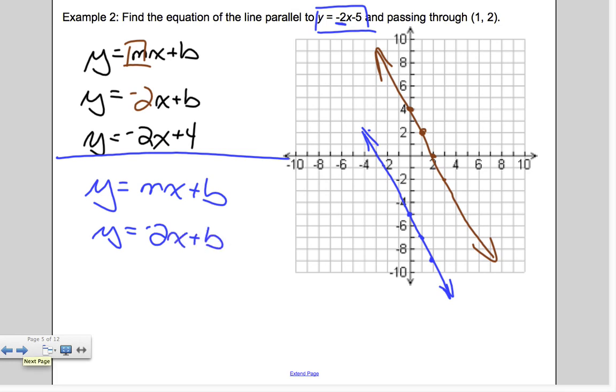Now here's the might be difficult part. Stay with me. How are we going to get b? Well, what is it that we know about this red line? It passes through (1, 2). What does that really mean, though? What does it really mean when it says it passes through (1, 2)?